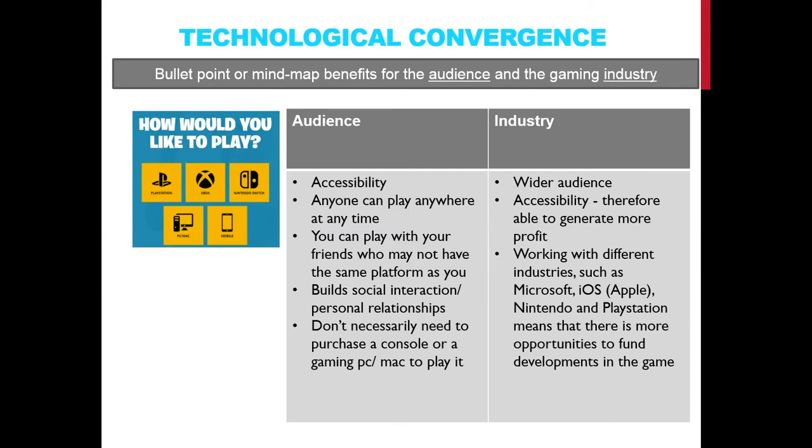Okay, it builds social interaction and personal relationships, and if the smart ones among you will have noticed that social interaction and personal relationships are two of the strands of the uses and gratifications theory that we looked at a couple of lessons ago. So Blumler and Katz is brought in there with uses and gratifications. So we are socially interacting when we can play on different platforms, and it builds our personal relationships. It builds our friendships. Gaming is something that you do with your friends, and it helps you make more friends, that kind of thing.